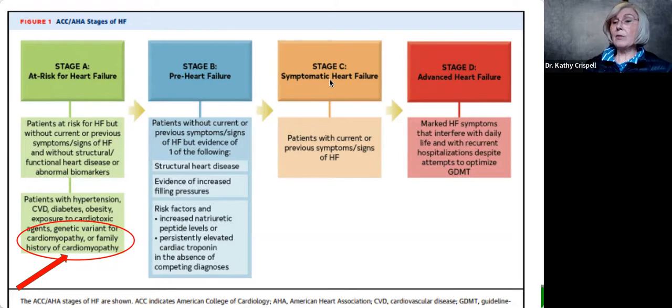In stage C, now they have symptoms of heart failure. So they have changes to their heart that we can see, again on echocardiograms or other ways to image or assess the heart structure, and they have symptoms of heart failure. And then stage D is what we call advanced heart failure. These people have rather significant heart failure symptoms that interfere with their daily life, and they've been hospitalized with heart failure despite being on really good medical therapy for their heart failure. So that's how these stages are defined.